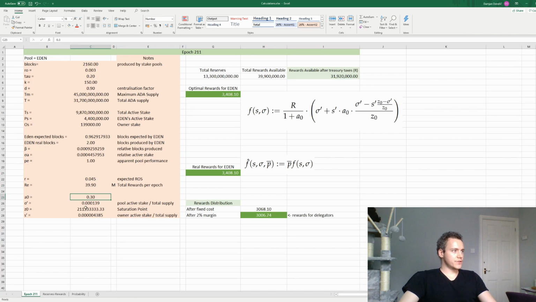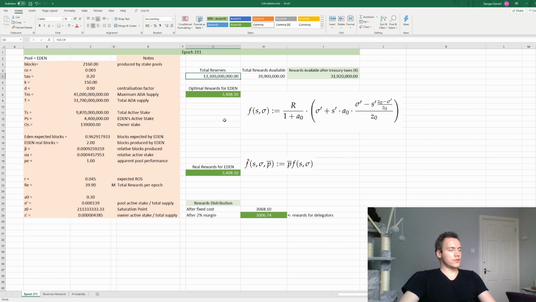A0, the pledge influence. So sigma prime, as we talked about, this is used in the rewards formula to calculate rewards. It's the pool's active stake relative to the total supply. The saturation point of any pool, 211 million. And S prime is the owner stake, owner active stake over total supply.